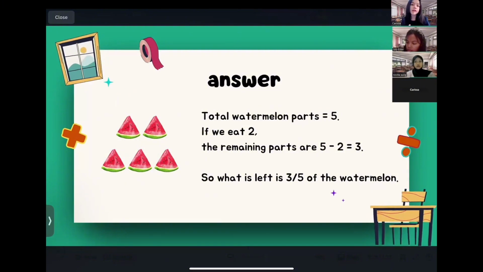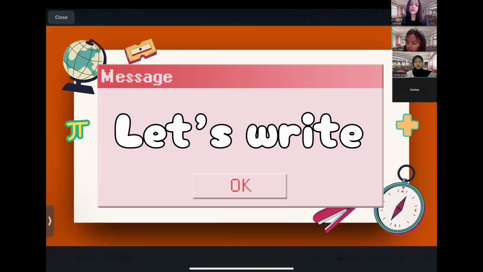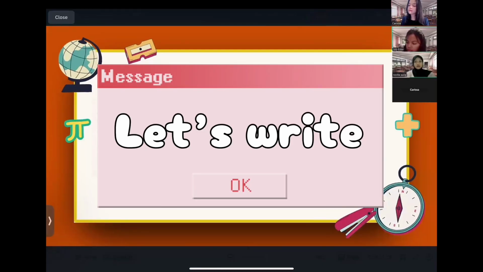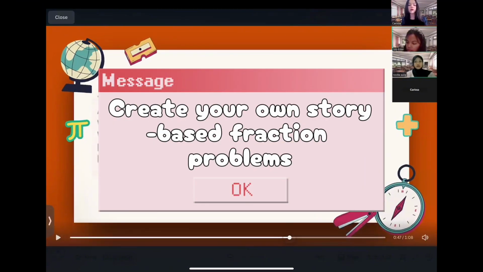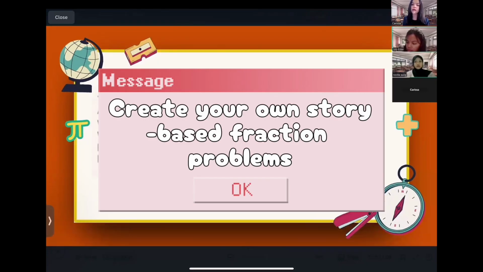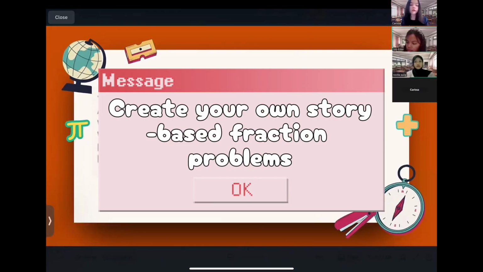Okay, now that we have looked at some story-based sample questions, I'd like everyone to take their piece of paper and do a little brainstorming to create your own story-based fraction problems. When you are done, you may share it with the whole class and then the others can answer. Do you understand? Yes, Miss. Okay.